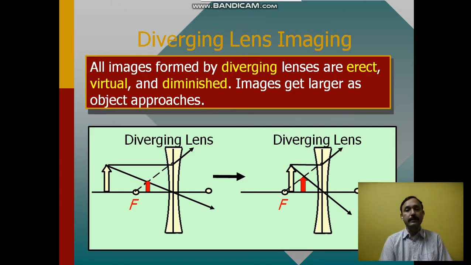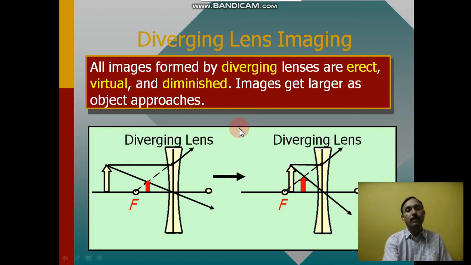Diverging lens imaging. All images formed by diverging lenses are erect, virtual and diminished. That means a diverging lens never produces a real image. Images get larger as the object approaches.